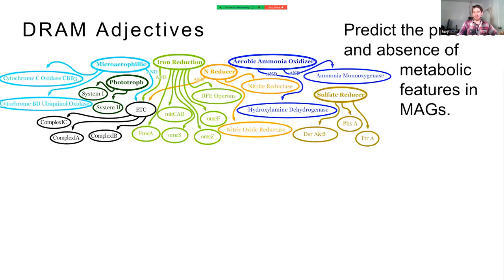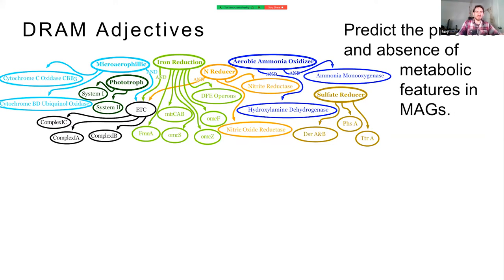So a big main headline feature of the next DRAM releases is going to be DRAM adjectives. So these predict features or tools that the microbial community is using to make a living. So things like iron reduction, nitrogen reducer, phototroph, these are qualities that, based on expert curation of many, many genes for each quality, in the presence and absence of them and a complex set of rules, we can be fairly confident that your mags have these features and that they're making a living using them.